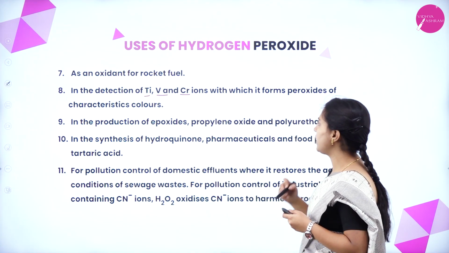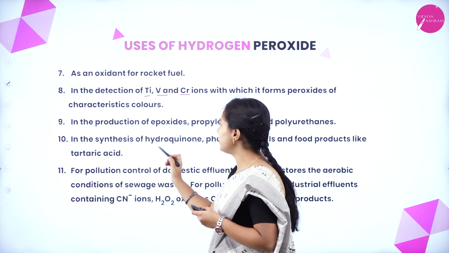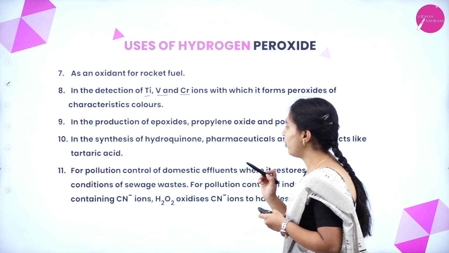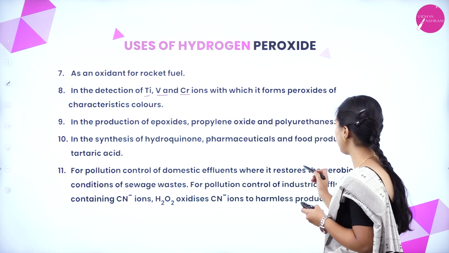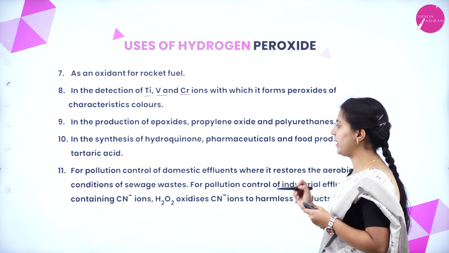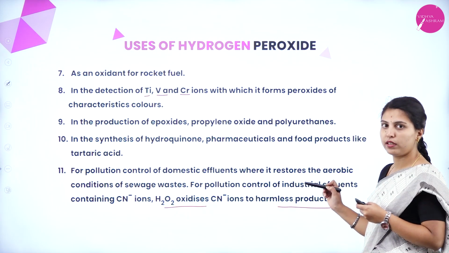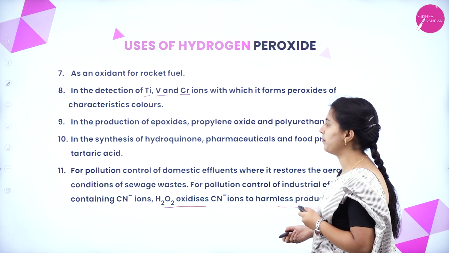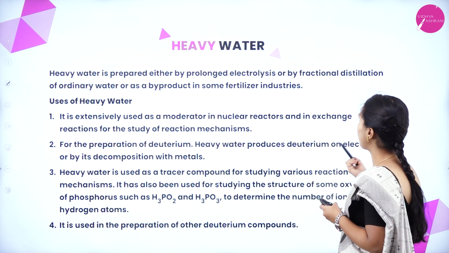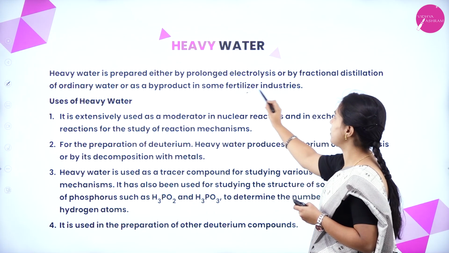In the production of epoxides, propylene oxide and polyurethanes, it is also used. In the synthesis of hydroquinone, pharmaceuticals and food products like tartaric acid. For pollution control of domestic effluents, where it restores the aerobic conditions of sewage waste. For pollution control of industrial effluents containing cyanide ions, hydrogen peroxide oxidizes cyanide ions into harmless products. This is a major advantage of hydrogen peroxide.